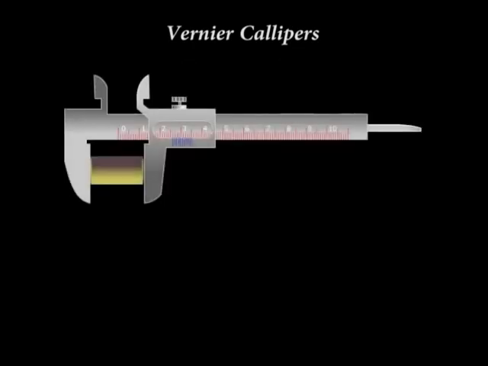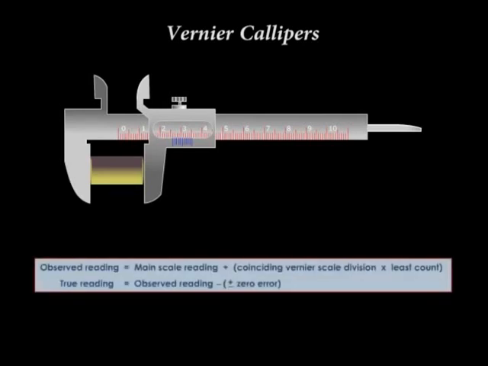After finding the least count and the zero error of the vernier calipers, we calculate the observed reading using the formula. Observed reading is equal to main scale reading plus the vernier scale division times the least count. True reading is equal to the observed reading plus or minus zero error.